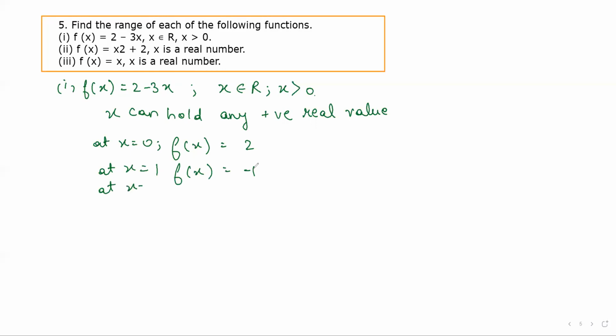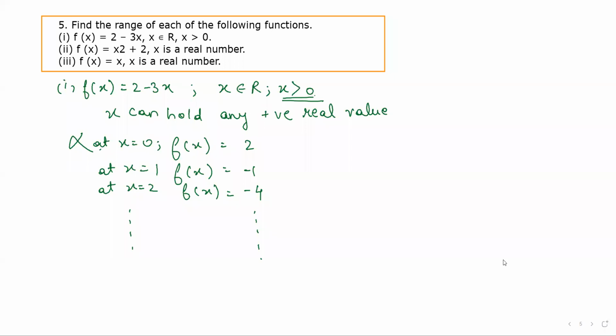At x equals 2, f of x equals 3 into 2, which is 6. 2 minus 6 is minus 4. As you keep on increasing the value of x, you will get a decremented value of f of x. But it's given in the question that x is greater than 0. So x cannot hold a value of 0, but x can hold any value which is greater than 0.